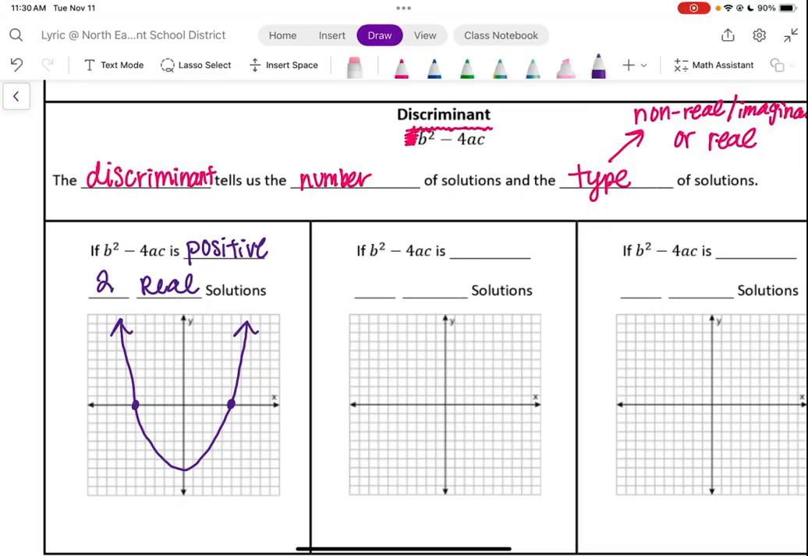If the discriminant is equal to 0, that means we only have one real solution. And what that could look like is we have one x-intercept and it touches the x-axis right there.